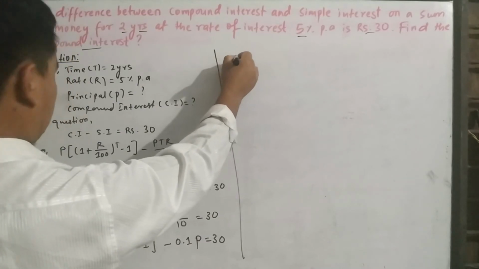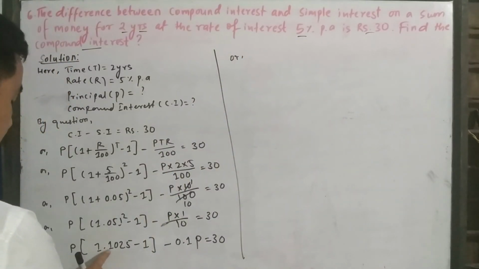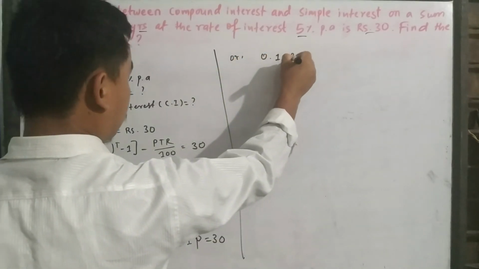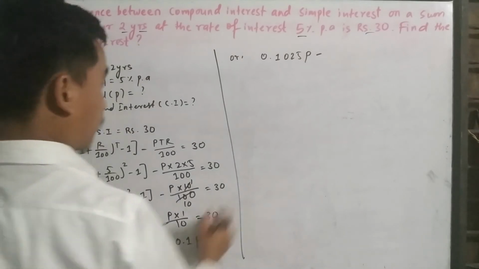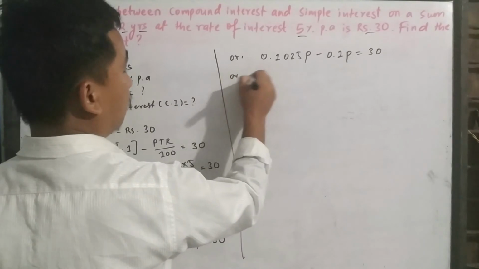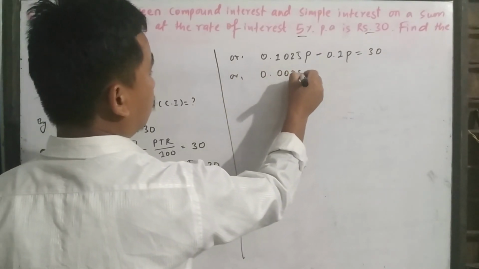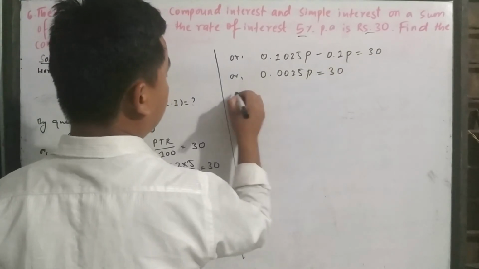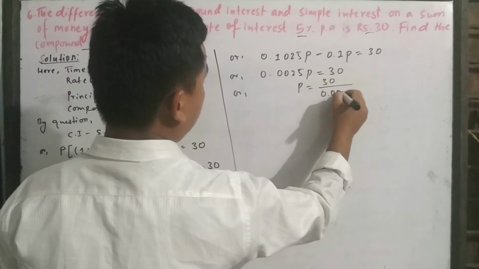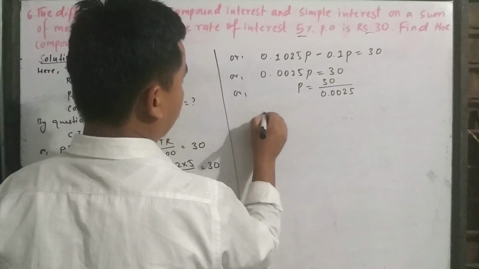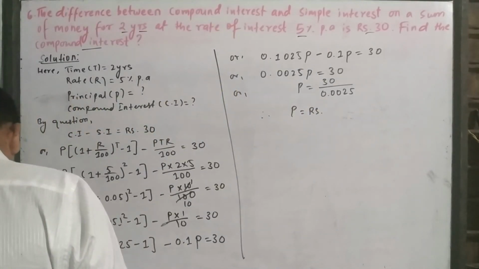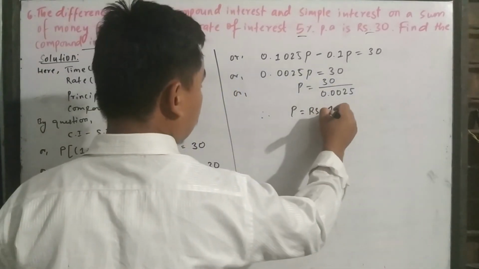Or 1.1025 minus 1 is 0.1025 P minus 0.1 P equals to 30. Or 0.0025 P is equal to 30. Or P is equal to 30 divided by 0.0025. Therefore, P equals to rupees 12,000.